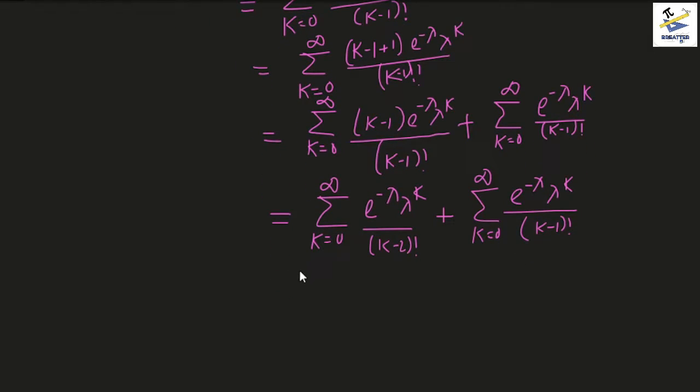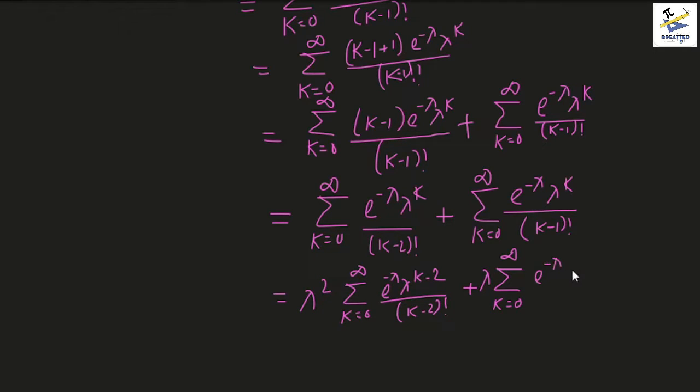So from the first series, take lambda square common, because that would make the power of lambda as k minus 2, which would match the expression in the denominator, and then the series would not matter from where it started. So k equals 0 to infinity e to the power minus lambda into lambda to the power k minus 2 by k minus 2 whole factorial, right? And this would be k equals 0 to infinity, and take a lambda common here, e to the power minus lambda into lambda to the power k minus 1 by k minus 1 factorial.